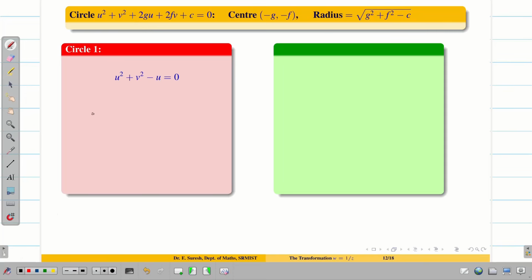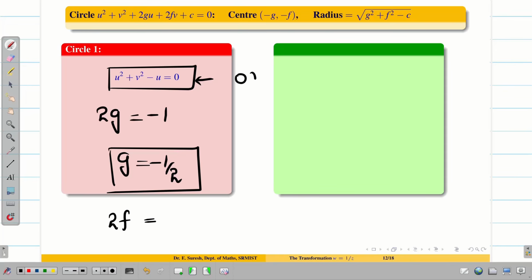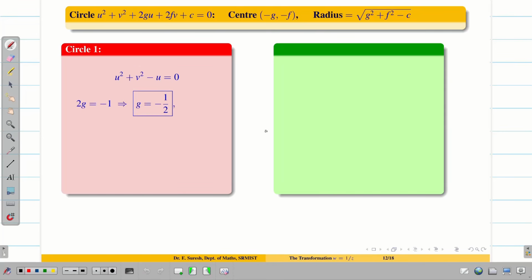In the general form, the coefficient of u is 2g, but in my question, the coefficient of u is minus 1. So g equals minus 1 by 2. Next, in the general form, the coefficient of v is 2f. In our problem, there is no v, so it is considered to be 0v. Therefore, f equals 0. So we found g equals minus 1 by 2 and f equals 0.